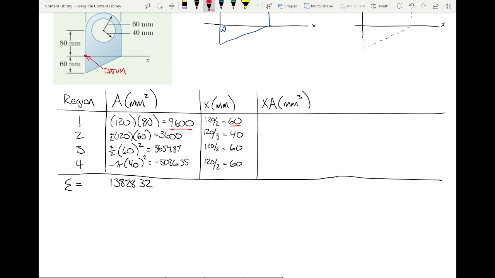It's going to be big. That's okay. What about this next one? 3,600 times 40. Right? This next one. This times this. So we're doing this times that. What do we got?